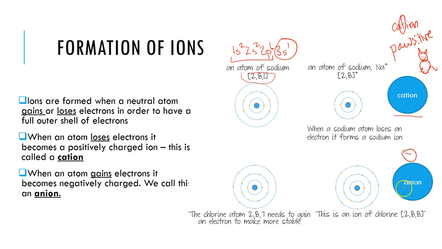I tend to remember based on the anion, because I remember anion starts with an, which reminds me of anti, and anti has negative connotations in my mind, so I remember the an, anti, anion. But however you choose to remember it, we've just got to remember that anions are negative, cations are positive, and they are the two types of ion that we deal with.